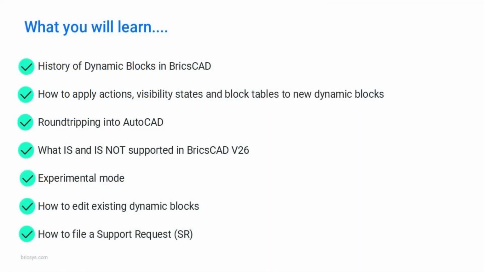In this session, you'll learn about the history of dynamic block behavior in BricsCAD. Then we'll jump into the first demo to see how to apply a stretch action, visibility states, and a block table to a new dynamic block, and we'll see it round trip into AutoCAD. Then we'll see what is and is not supported in V26 to create and edit D blocks. Next up is why we're using experimental mode for these new capabilities. And in the second demo, we'll edit an existing dynamic block directly within V26. Last but not least, I'll show you how to file a support request when you have questions about dynamic blocks in BricsCAD.